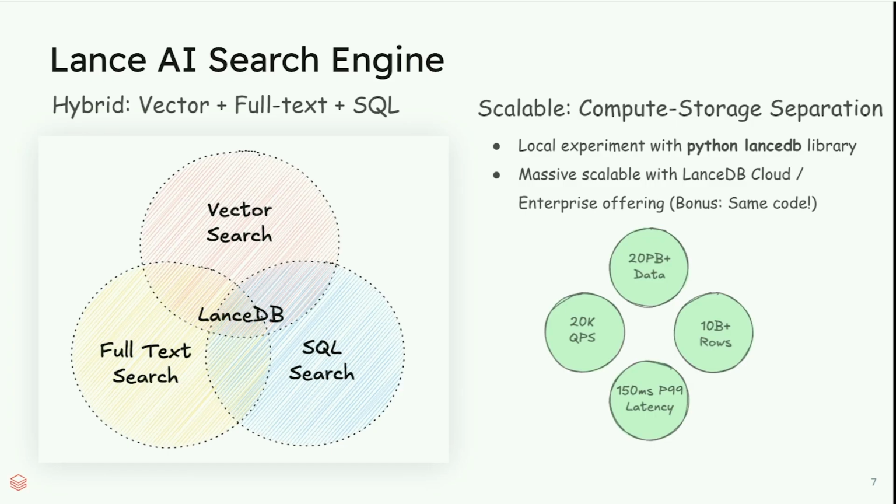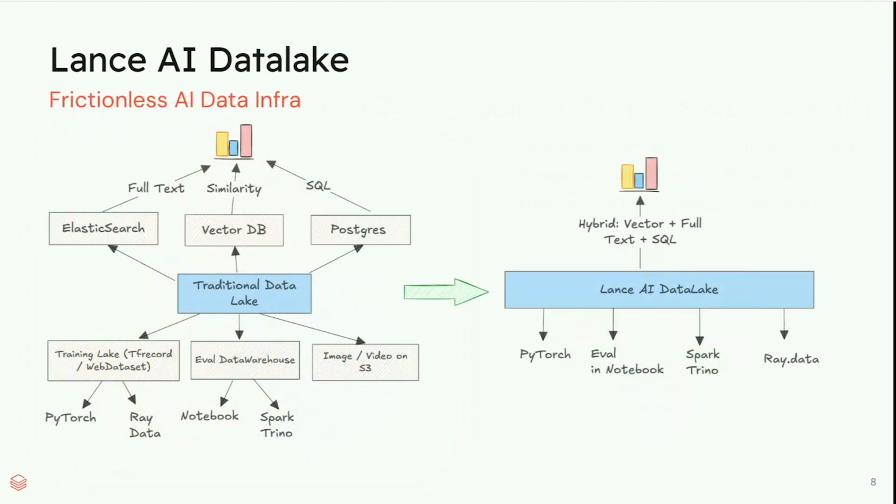For example, our biggest deployment currently is more than 10 billion rows and more than 20 petabytes of data. We serve more than 20,000 queries per second, and we serve at really fast speed, under 150 milliseconds for P99. And all of this can use the same code. Basically, when you switch from local experiment to enterprise, you just switch which endpoint you connect to, whether it is your local endpoint or the cloud or enterprise endpoint. So the same code can be applied to the local experiment and also to your enterprise deployment.